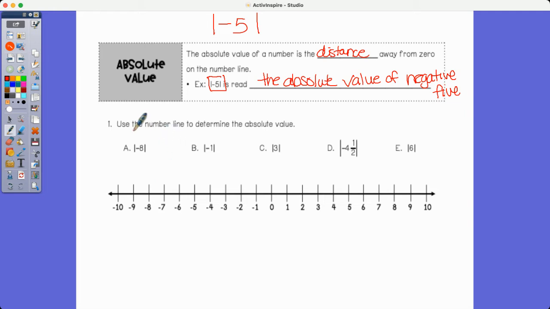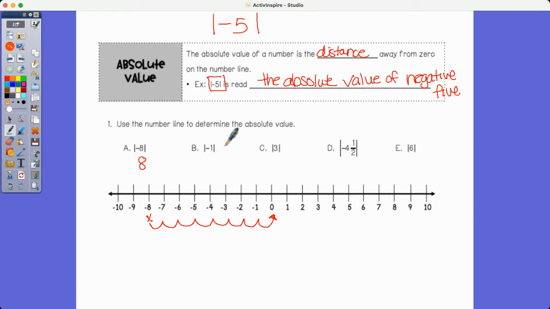So we're going to use the number line to determine the absolute value of -8. I'm going to start at -8, and I'm going to find the distance to 0. So I'm going to hop 1, 2, 3, 4, 5, 6, 7, 8. It took me 8 hops to get to 0. So my answer is 8. Distance does not have a sign. It is always positive. So it is not -8 to 0. It is just 8 to 0.